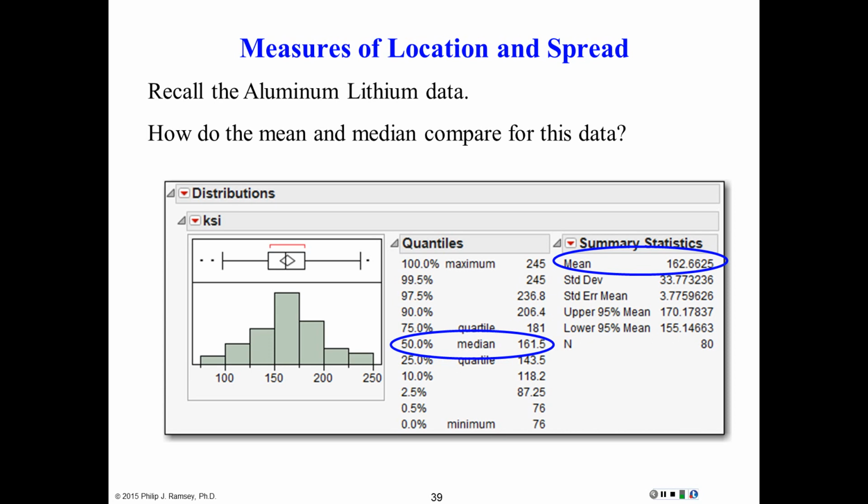So for a symmetric distribution, there are a lot of reasons why the average is a better way to describe where the distribution is centered. It turns out for some statistical methods we'll use later on, the mean is actually a little easier to use.